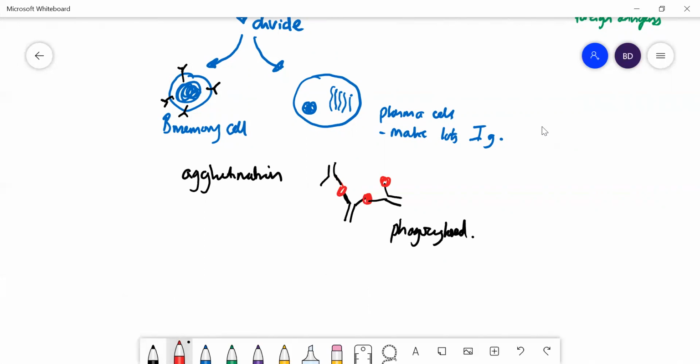Also, if you have a bacteria and an immunoglobulin stuck to it, this region, the other end of the antibody, is called the Fc region, and the macrophages have receptors for that. The macrophages recognize that and phagocytose, and phagocytosis is more efficient when the bacteria is coated with antibodies.